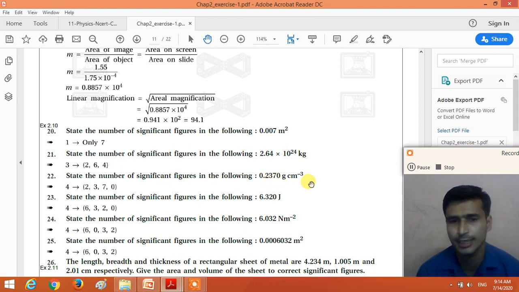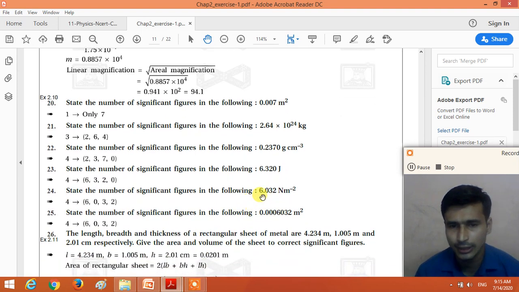Now in the number 0.2370 gram per centimeter cube, there are four significant digits: 2, 3, 7 and 0. In a number with a decimal point, trailing zeros are considered as significant digits. So this zero is considered as a significant digit. Similarly, in 6.320 there are four significant digits: 6, 3, 2 and 0.